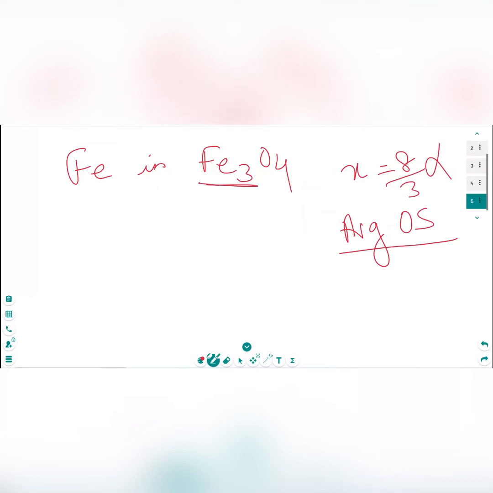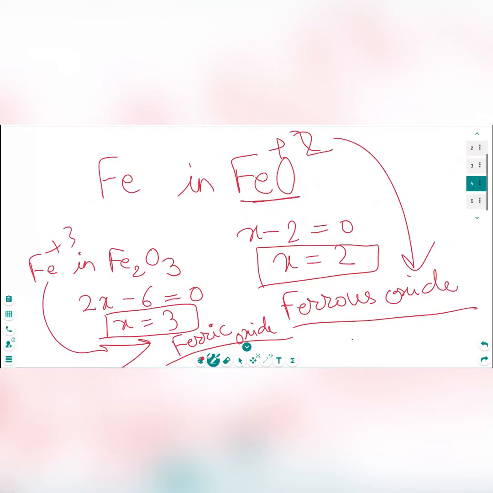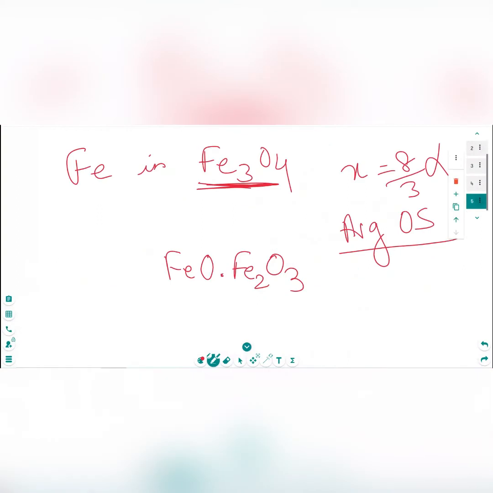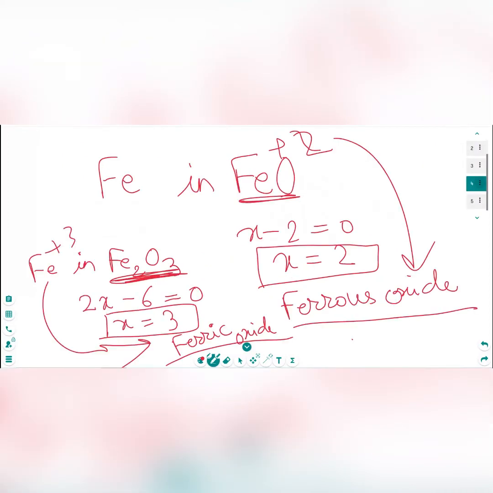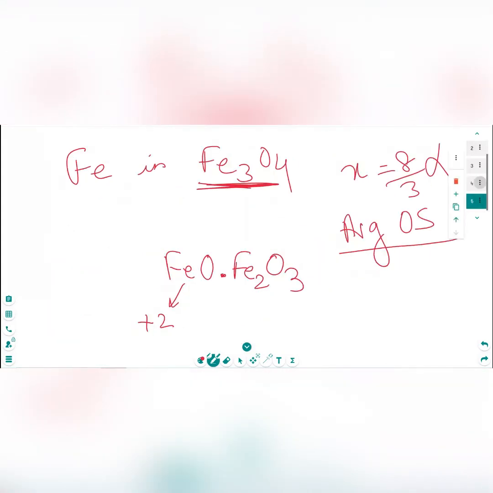So in this case, what we will do is we will split this. How will we split this? We will make it FeO.Fe2O3. We have split it in these forms, FeO and Fe2O3. We have written Fe is 3, O is 4. Correct? So in this case, what is the oxidation state? +2. You know it from before. And in this, we have the oxidation state as +3. That means it is a mixed oxide.